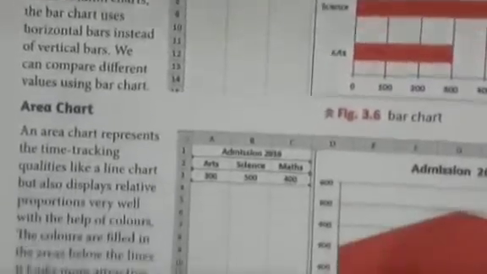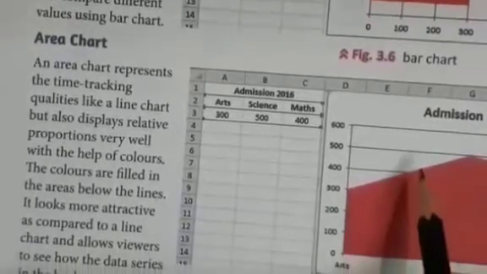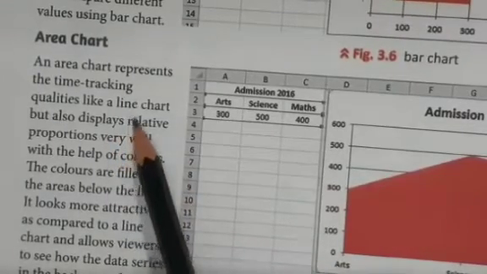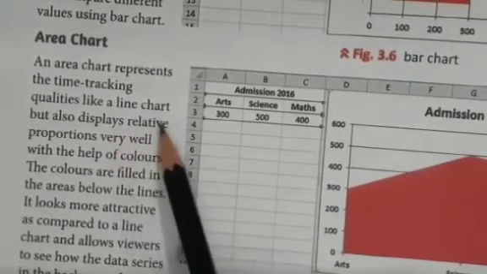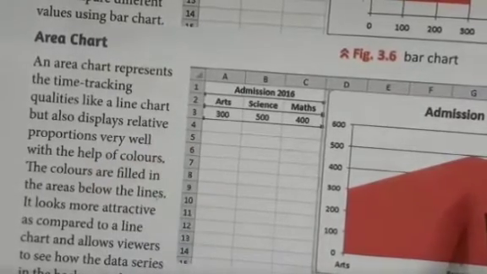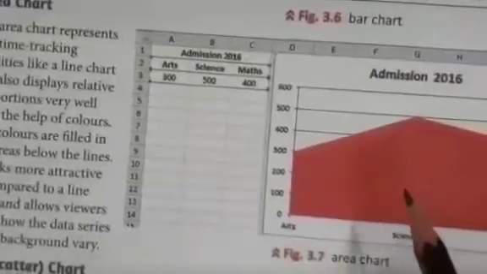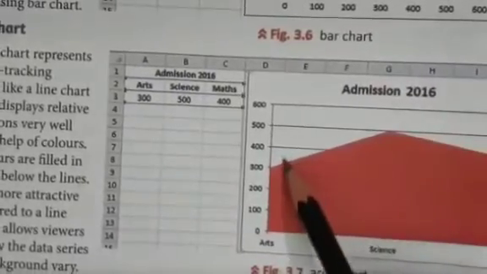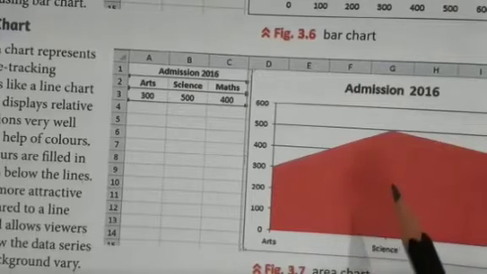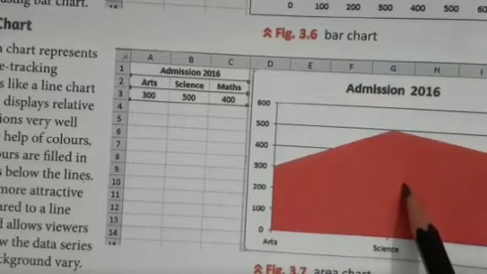The area chart. Area chart represents the time tracking qualities like a line chart, but also displays relative proportions very well with the help of colors. The colors are filled in the areas below the lines. It looks more attractive than the line chart.